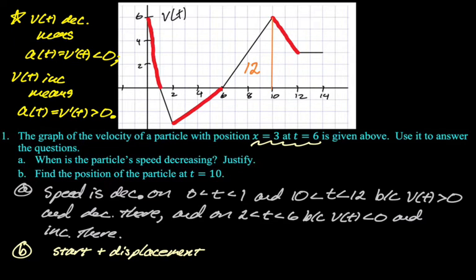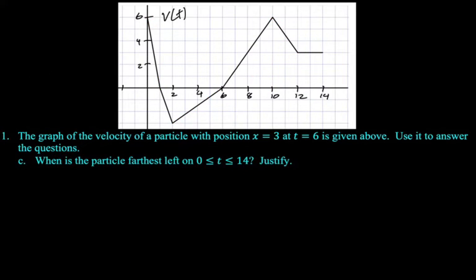Okay, so what we want to do is say that x of 10, the thing we're trying to find, is the starting value, which we know was 3 because that was given, plus the displacement, which we just calculated, was positive 12. So we're 12 units to the right of where we started, and we started at 3, so we're going to end up at 15. Nice problem. Let's take a look at the next part.